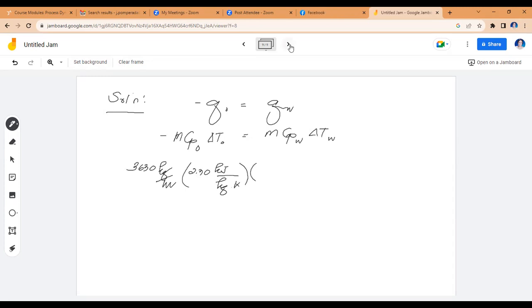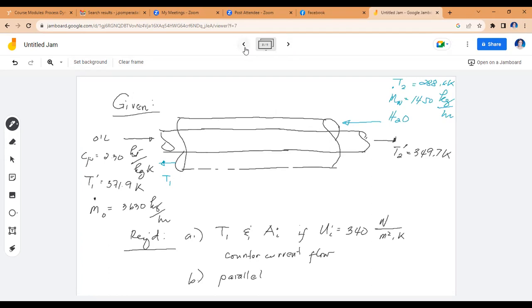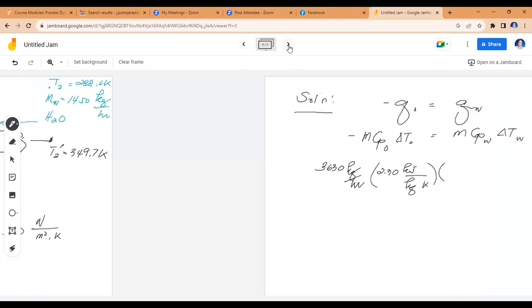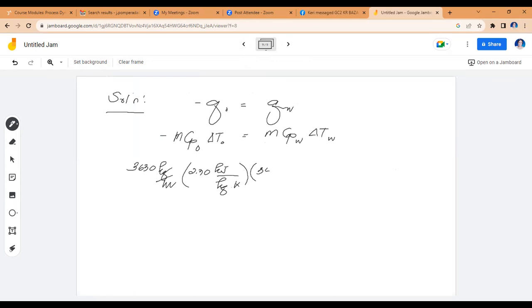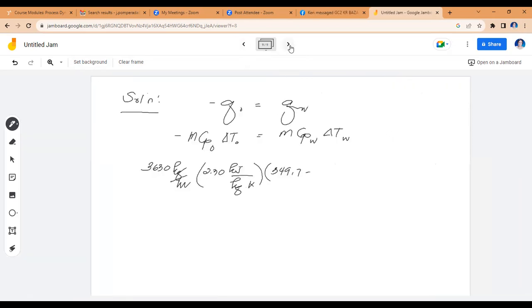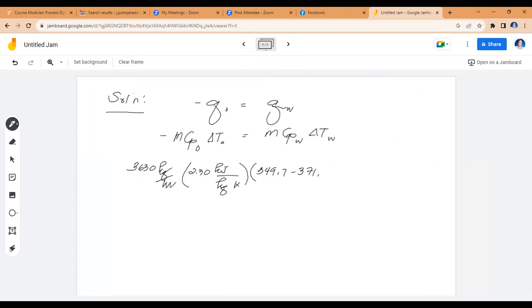Now, the delta T of the oil will be, of course, the change in the temperature of the oil as it enters and leaves the inner tube. So we have outlet temperature minus inlet temperature. So we'll have 349.7 minus 371.9 Kelvin. So we cancel the Kelvin units and the kilogram unit. Now, if you notice, since the difference here is negative, your answer will be negative. So that's the purpose of placing a negative sign there, to make it positive.